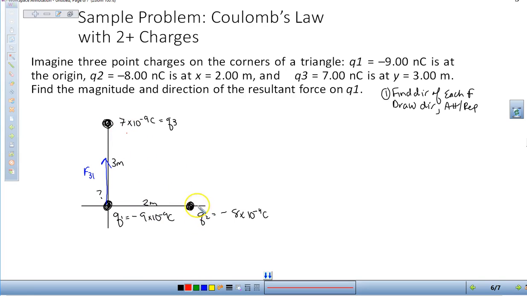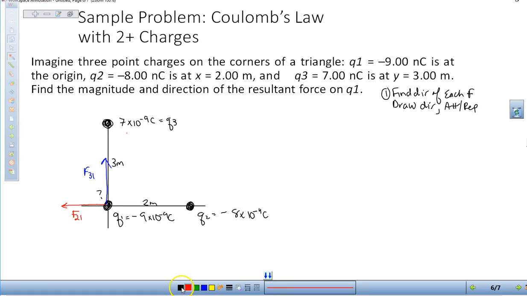Now let's ignore that one and look at Q2. Q2 is negative. Q1's negative. Negative, negative. So what do you think is going to happen if they're negative and negative? That's right, they will repel. So this one will be pushed away. So this is the force of 2 onto 1. And there we have it. The question is, how big is this force?